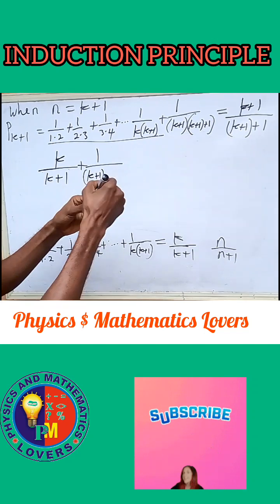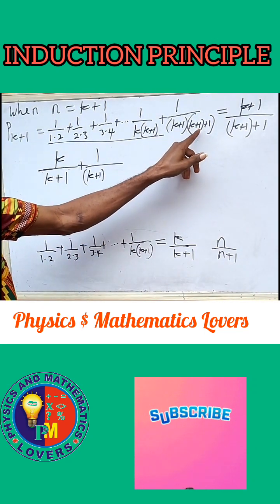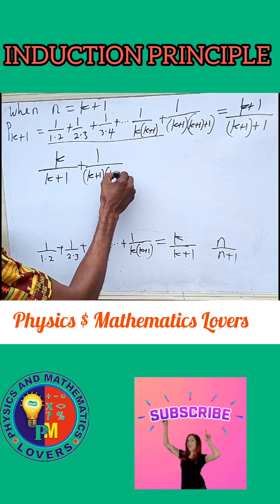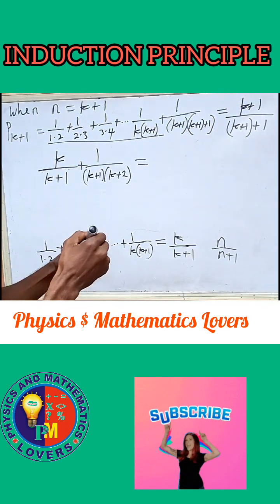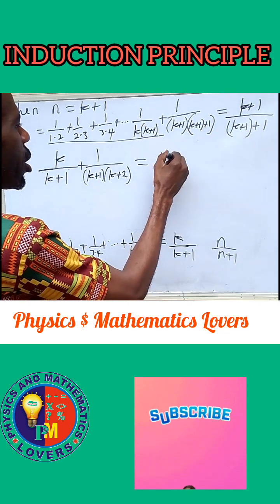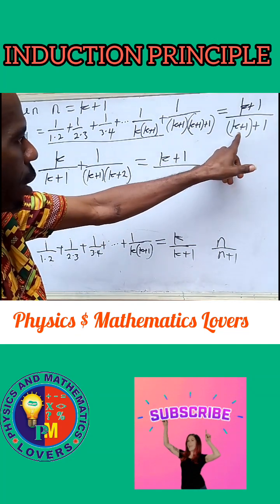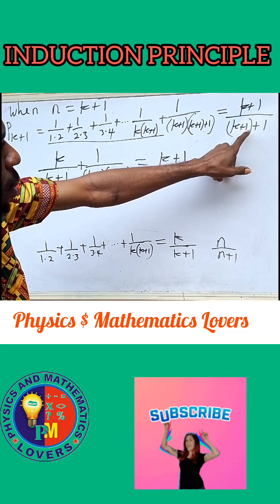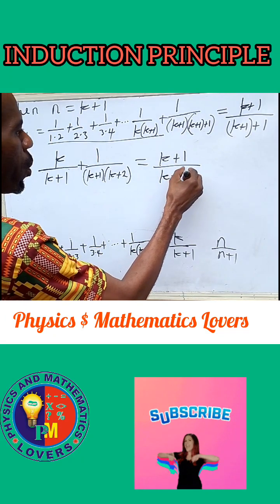Then inside this bracket here, you have to distribute. Look at here. We have 1 here. Open this bracket. Remove that bracket. We have 1 here. 1 plus 1 here will give us what? K plus 2. Equal to, bring out the right hand side. Bring it down. We have K plus 1 all over. So here, in this place now, we have K here. Then there is 1. Remove this bracket. It becomes 1 plus 1. We have K plus 2.